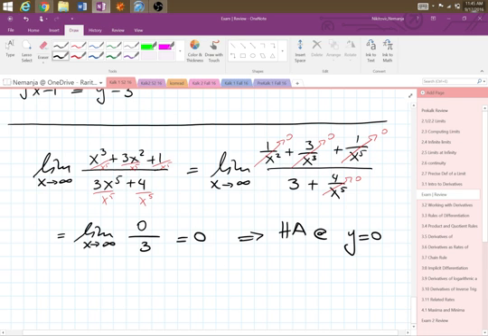How are you getting y equals 0? What do you mean x equals 0? Like in step 2, you're substituting 0 for all the x's. I'm not substituting 0 for x's. I'm canceling, the entire term goes to 0. Division by 0, right? Right. So over here, division by infinity.